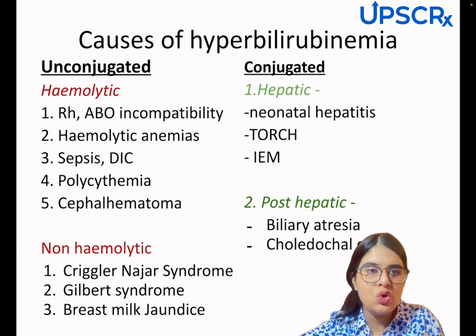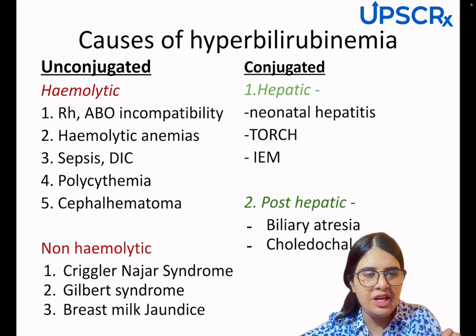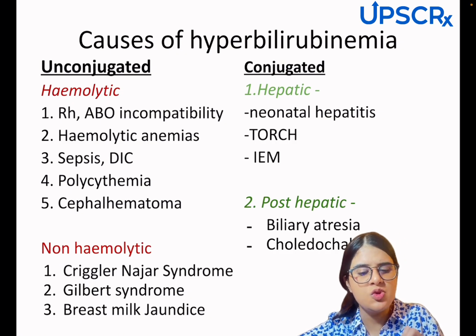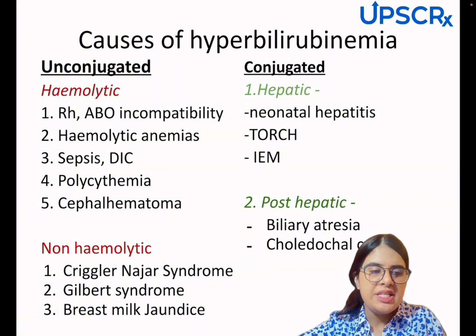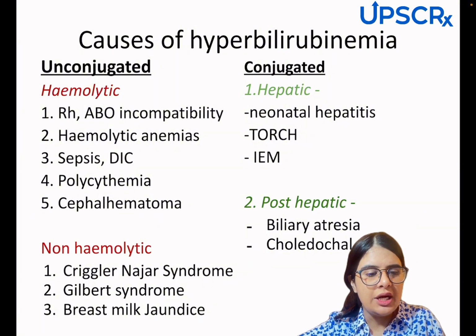We have Crigler-Najjar syndrome. We have Gilbert syndrome. These syndromes you don't have to know in detail for UPSC medical science, right? You just have to know that these are syndromes which cause unconjugated hyperbilirubinemia. Okay. And you have breast milk jaundice. So breast milk jaundice we will be studying in detail.